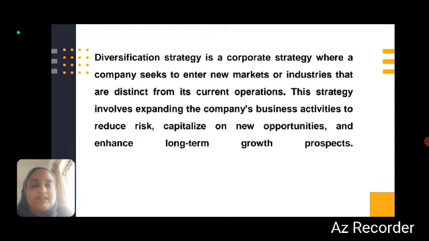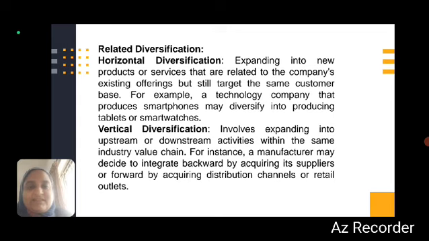So diversification strategy is a corporate level strategy where the company seeks to enter into a new market and a new atmosphere, where it has to meet new customers and hold them for its product for a long time. To sustain in the market, they have to reduce risk. They have to capitalize or invest in new opportunities that could sustain their product in the market and enhance long-term growth, prosperity and continuous development.